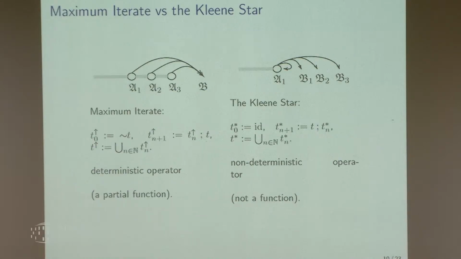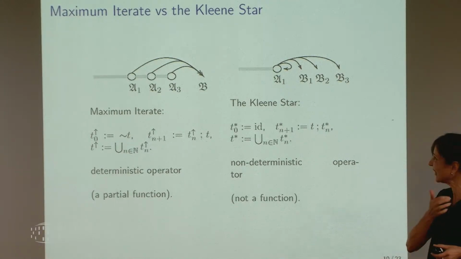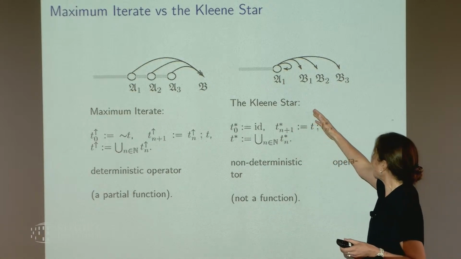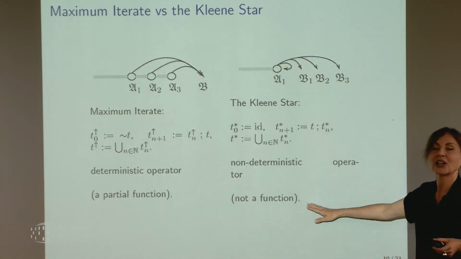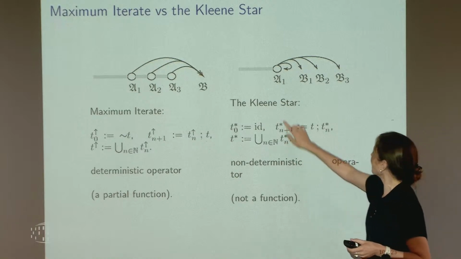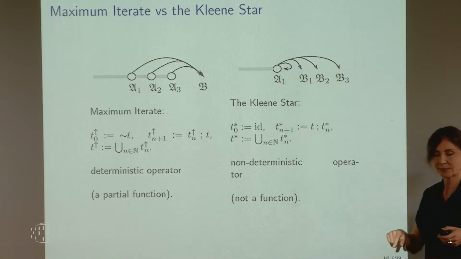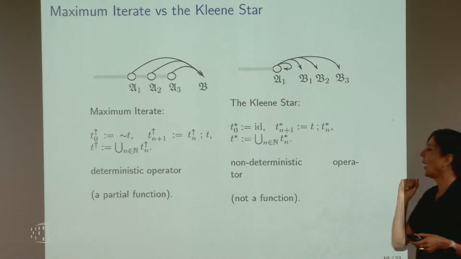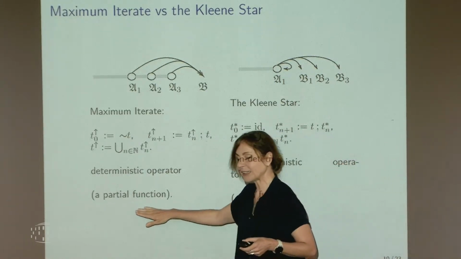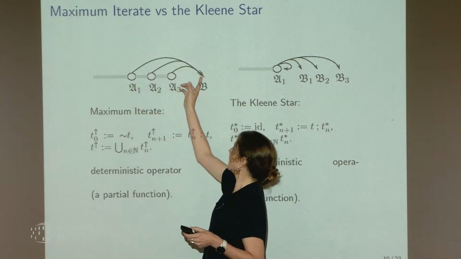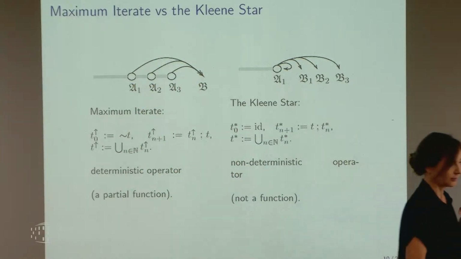This is the intuition, and this diagram illustrates the difference between maximum iterate and the Kleene star. The Kleene star is not a function. From a structure, we can go to many other structures. And maximum iterate is a partial function. We always have only one way to proceed.